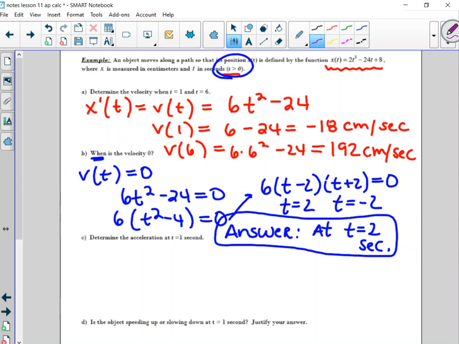But some solutions just don't make sense based on the original problem. Based on the context of this problem, negative 2 seconds doesn't make sense. So the correct answer for part B would only be 2 seconds. And in a multiple choice scenario, you may have the choice that says 2 and negative 2, and that choice would be incorrect.